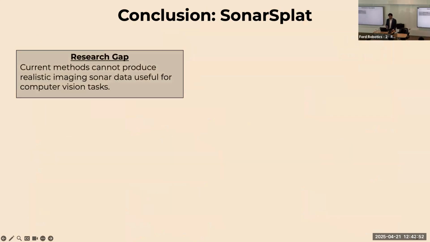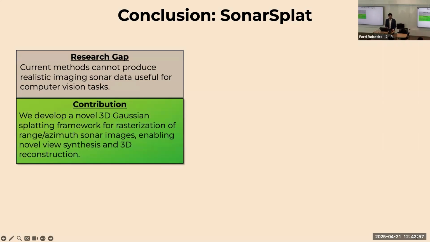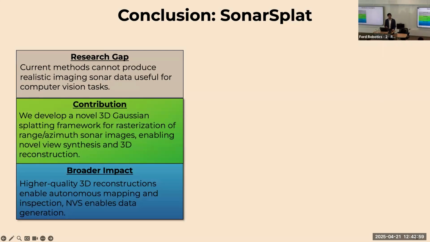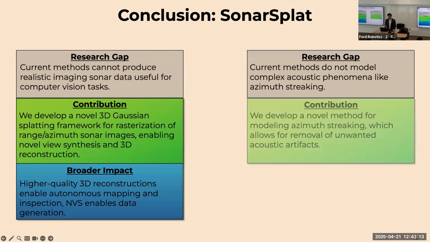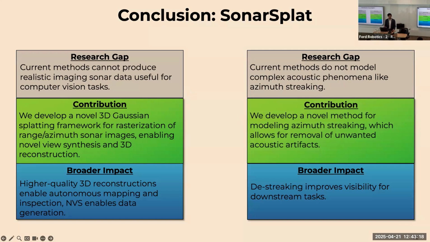So in conclusion, we note that current methods cannot produce realistic imaging sonar, so we introduce a 3D Gaussian splatting framework. And we see that this will lead to higher quality 3D reconstructions, which will enable autonomous mapping and inspection, whereas novel view synthesis really enables higher quality data generation. Finally, we also note that a lot of these methods don't model azimuth streaking. So we develop an azimuth streaking framework, and we note that de-streaking will improve visibility for downstream tasks as well.